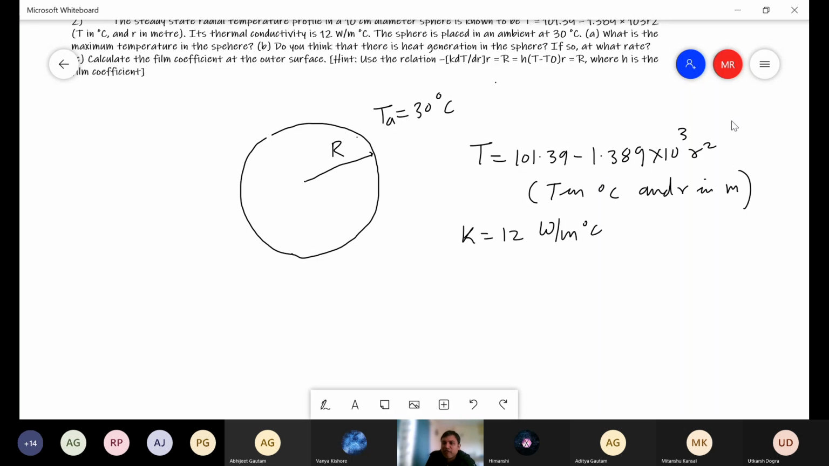In this equation, if I differentiate with respect to r, you will see that the slope is minus, isn't it? Slope is going to be minus. Slope is minus means what? As your radius is increasing, your temperature is decreasing. That's what it means, isn't it? So clearly your maximum temperature will be at the center when radius is 0. Do you all agree?